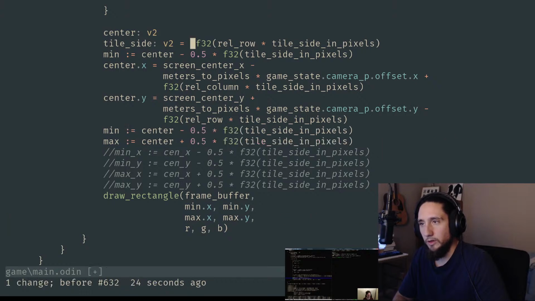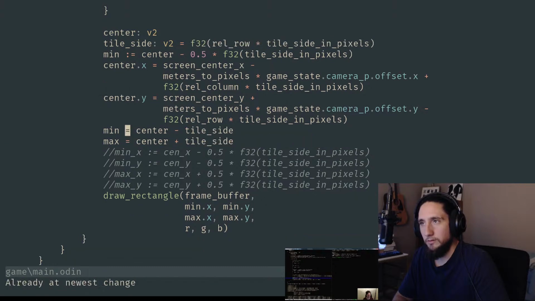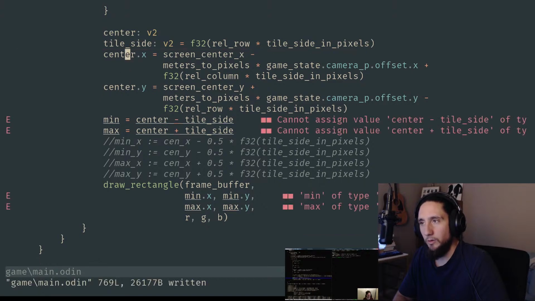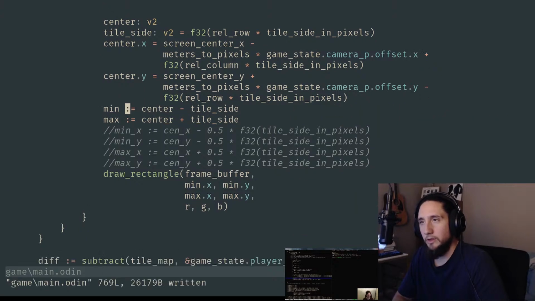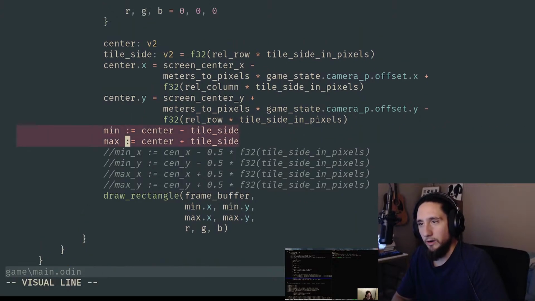What did I do there? Oh, I copied that whole line. Okay, yeah, that's not what I wanted to do. So yeah, we get our min, and now it's just easier, just by looking at the code, to understand what the heck is going on.